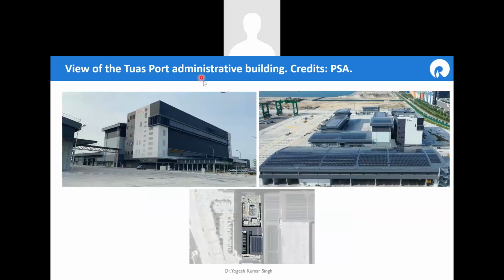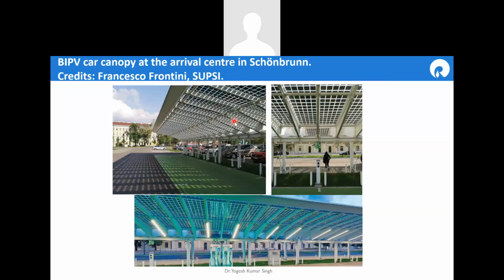This is the Tua Post Administration building from the USA, and this particular building has also installed solar on the entire rooftop. On the front side, this is all the BIPV system, and on the roof side we are also using the BIPV system. And if you see the upper side, it will look like this. This is another canopy.